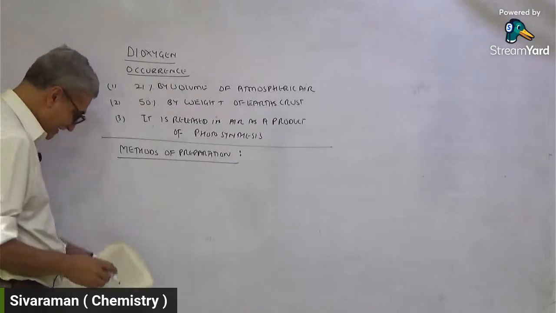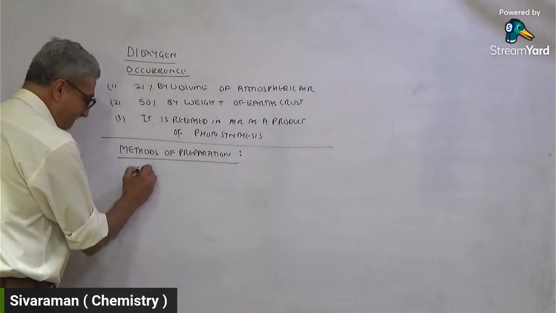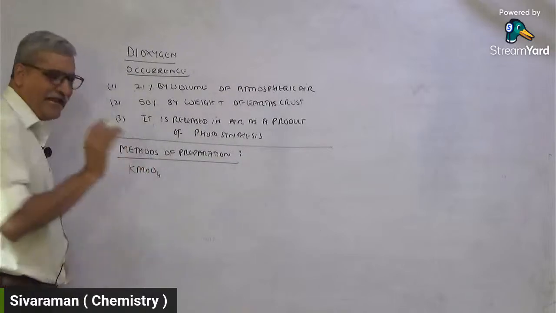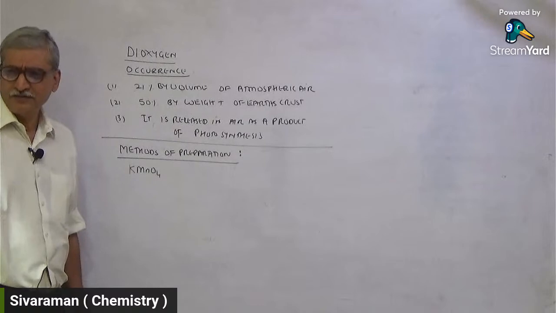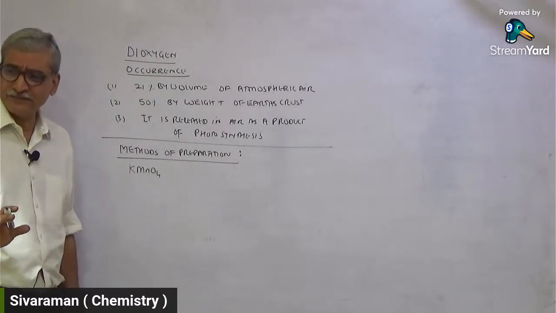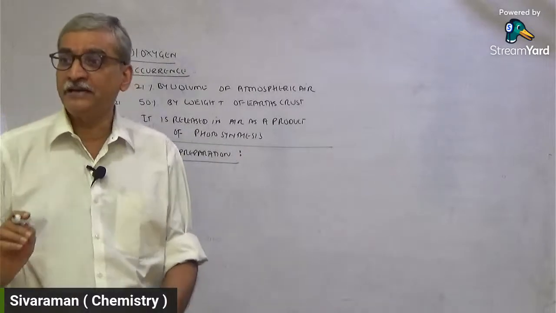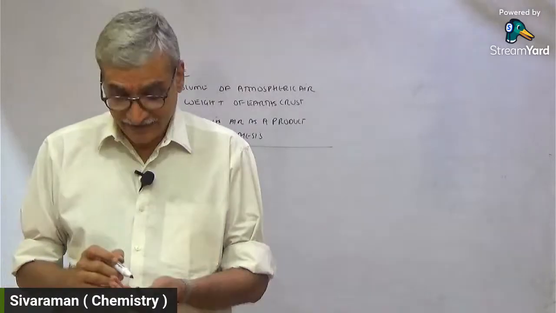But what happens? Look at this. Potassium permanganate. Any pharmacy shop, you will get potassium permanganate. Half a kilo, you will get easily. They'll be too happy that somebody is buying half a kilo. Because why would a normal man buy potassium permanganate? I had told you.